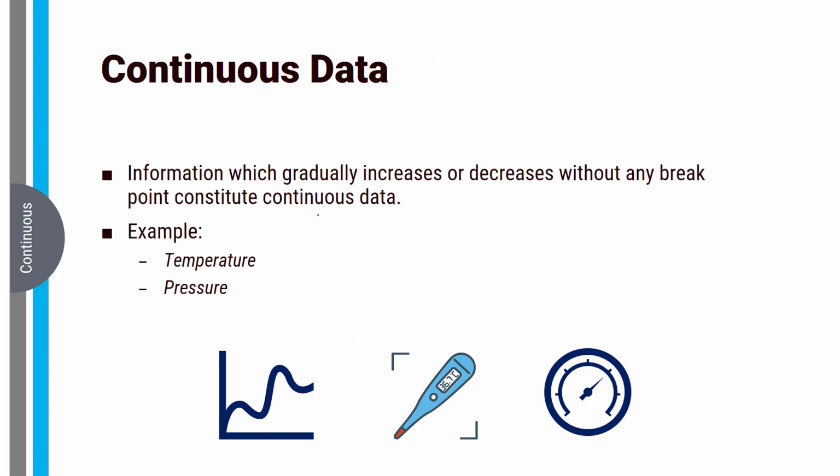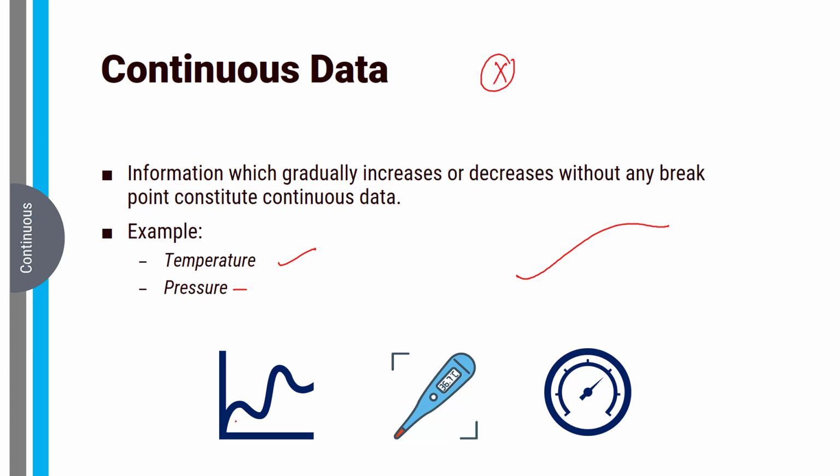Now next one is information which gradually increases or decreases, that means there is no break point. Those are called continuous data. Or if a phenomenon or event can take an infinite number of possibilities, if it has an infinite number of possible values, then that also is called continuous data. One example is temperature. There is no breakpoint in temperature. Temperature always increases in a certain flow. Similarly, pressure is also a continuous variable.